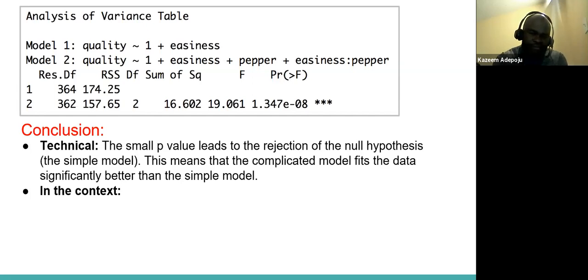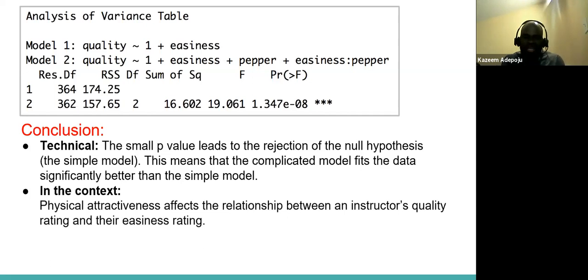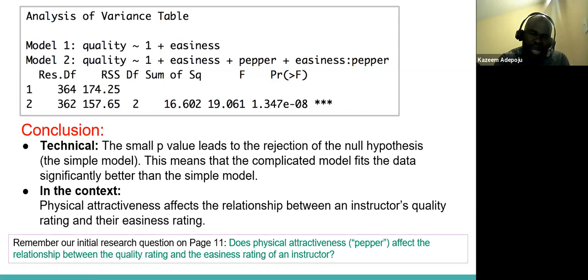Can you see that now? So in the context, physical attractiveness affects the relationship between an instructor's quality rating and their easiness rating. And that's exactly what we're trying to say, because since model 1 is not true, then model 2 is true. And what makes that model true may be a result of this variable here. And that's exactly why we are making that conclusion. Is there anyone who wants to ask a question? Is there anyone?